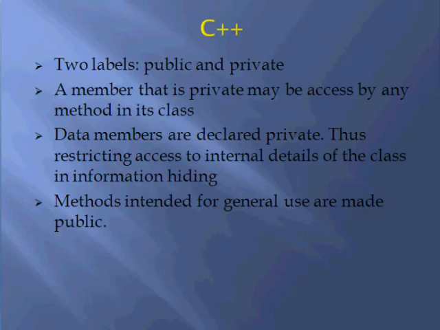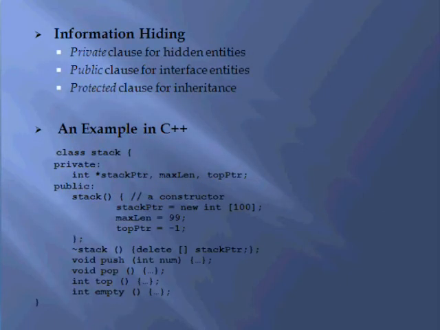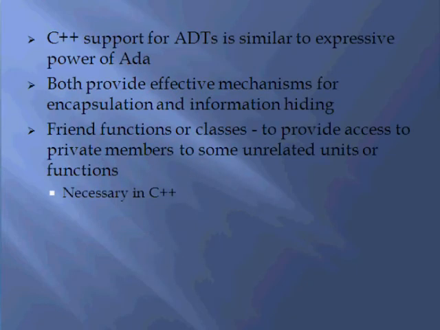Class is the encapsulation device in C++. Two labels in C++ information hiding that determine the visibility of class members are public and private. A member that is private may be accessed by any method in its class. Data members are declared as private, thus restricting access to the internal details of the class. Methods intended for general use are made public.